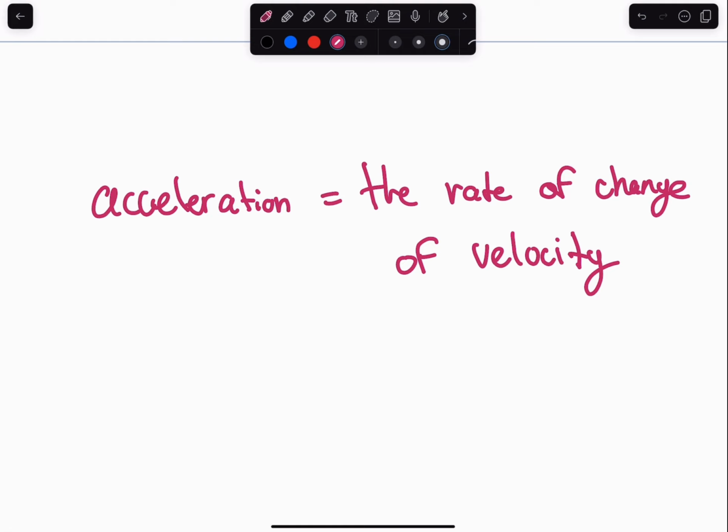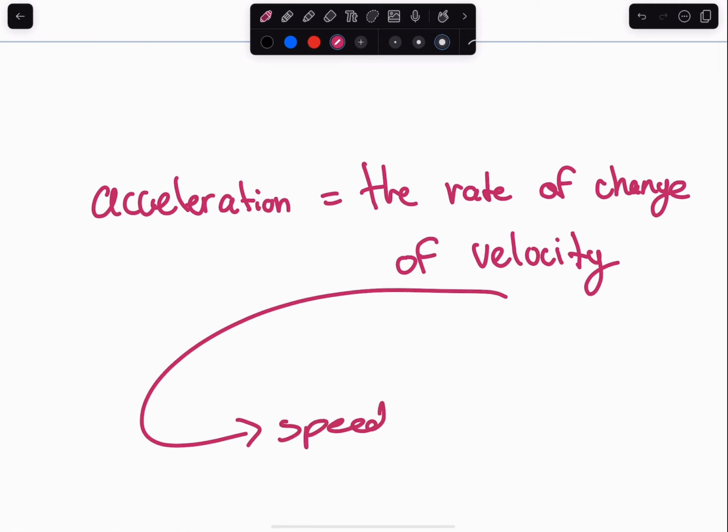Now, that sounds pretty similar to what I said previously, but remember, velocity is both speed and direction. That means acceleration describes the rate of change of an object speeding up, but also slowing down or changing direction, or any combination of those three things.